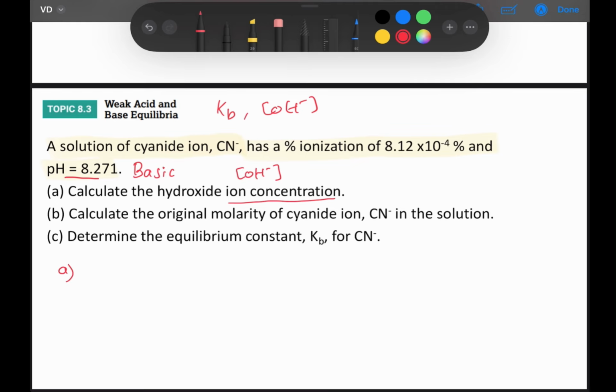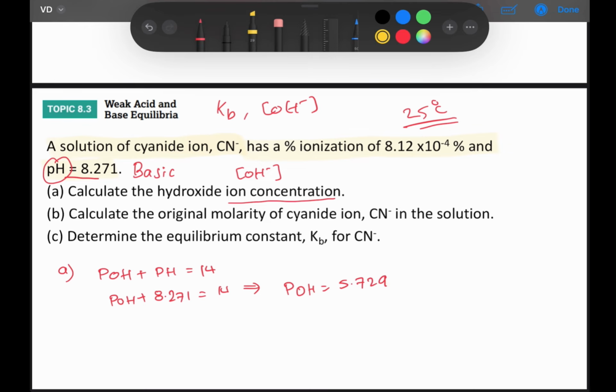We're going to calculate the concentration of hydroxide. The only thing that was given to us is the pH. But how can I calculate the pOH? Since the temperature is not mentioned, we can consider it to be 25 degrees Celsius, and that's why we can say that the pOH plus the pH is equal to 14. Since the pH is equal to 8.271, if you apply some math, you will end up with a pOH which is equal to 5.729.